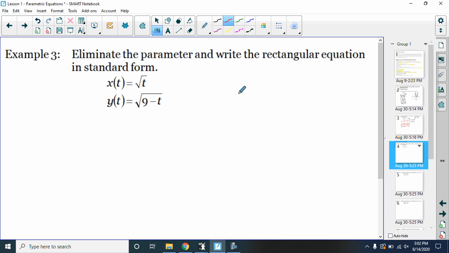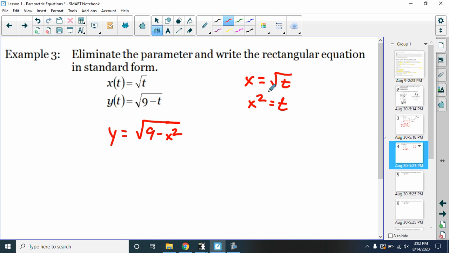Example 3. Eliminate the parameter and write the rectangular equation in standard form. So again, you want to choose which one to solve for. It doesn't matter which one you choose. Again, I think this one, x equals root t, is a little easier to solve. So t is equal to x squared. If we substitute that in, we get y equals the square root of 9 minus x squared.